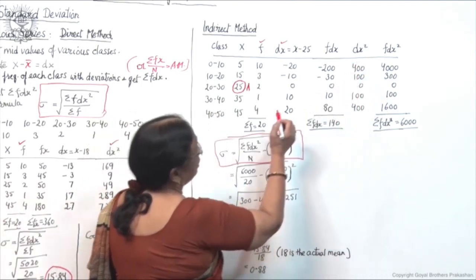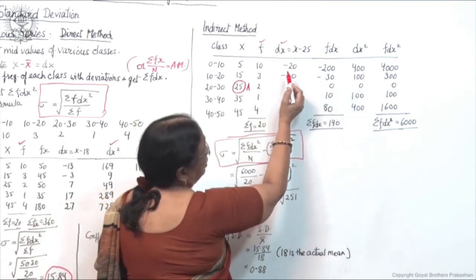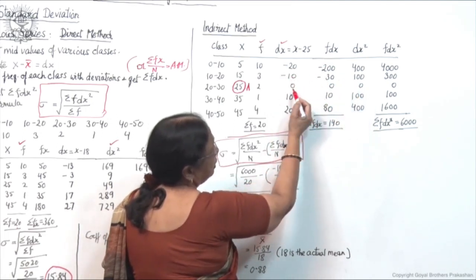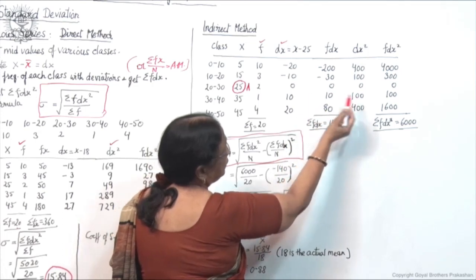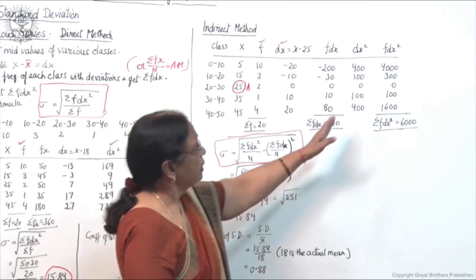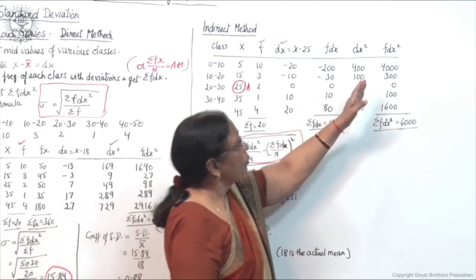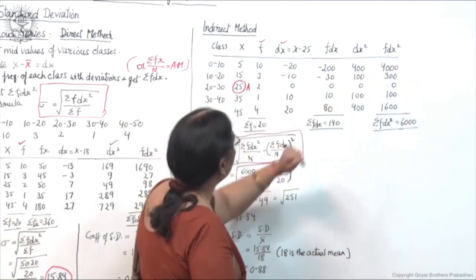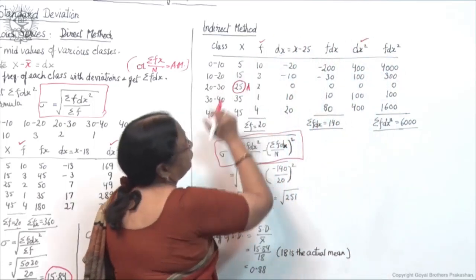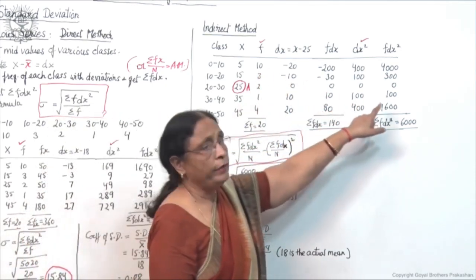calculate dx square, that means make the square of dx column, that is dx square. Minus 20 into minus 20, 400, minus 10 into minus 10 is 100, then 0, 10 into 10 is 100, 20 into 20 is 400. This way you have got dx square. After getting dx square, in order to get f dx square, what you have to do? Multiply dx with f. If you multiply dx square with f, you get f dx square.